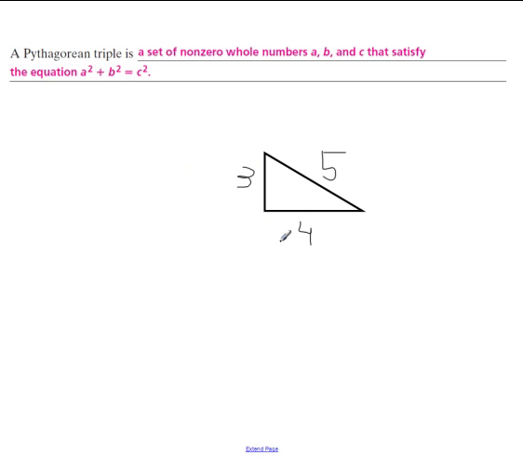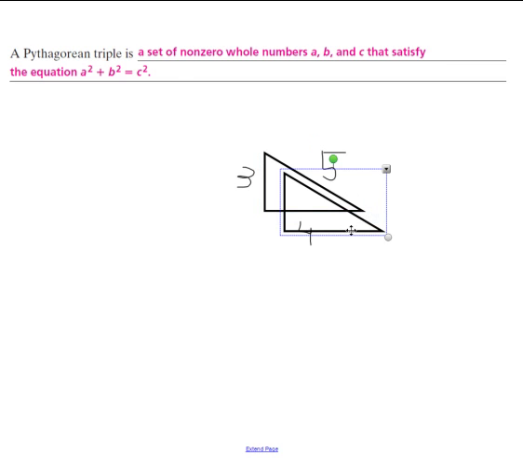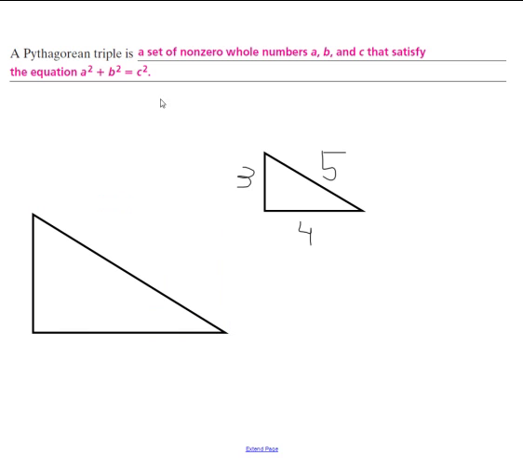So anytime that you have a triangle and one of the legs is 3 and the hypotenuse is 5, you know the other one has to be 4. Or if you have two legs, 3 and 4, you know the hypotenuse has to be 5 if it is a right triangle. Now, this also works for, let's say we make this bigger, this also works for multiples of 3, 4, and 5.